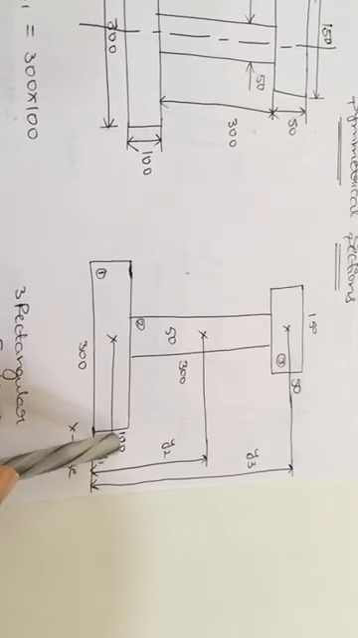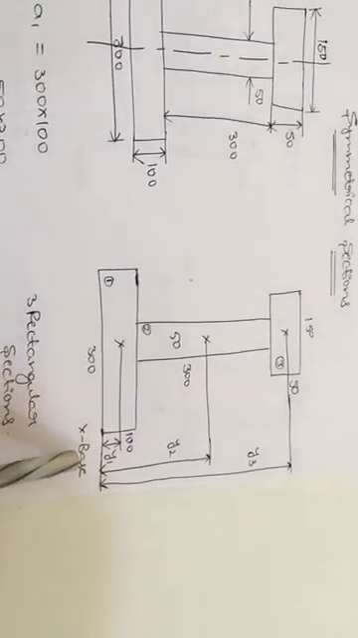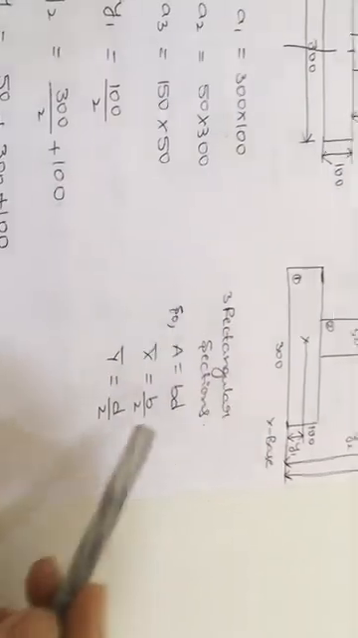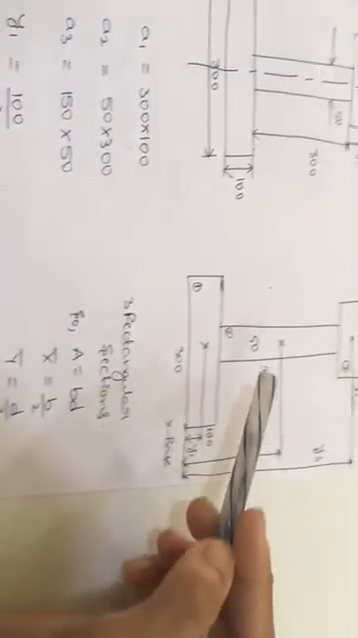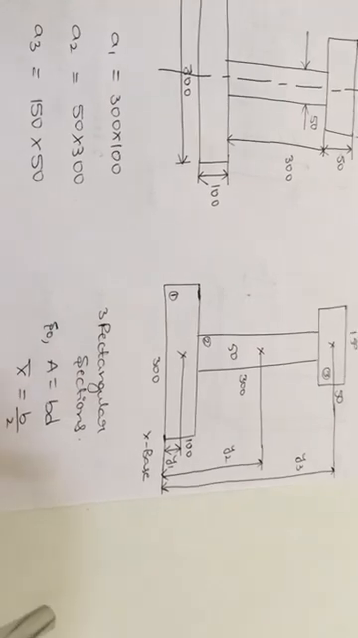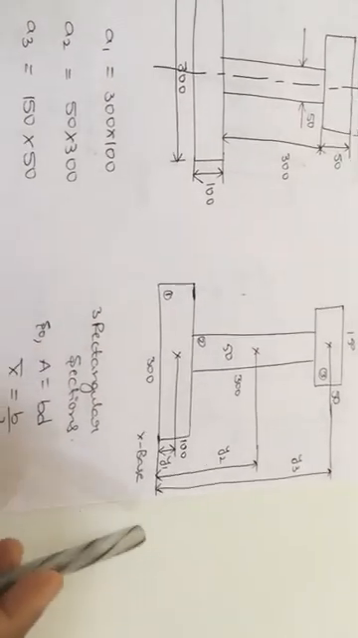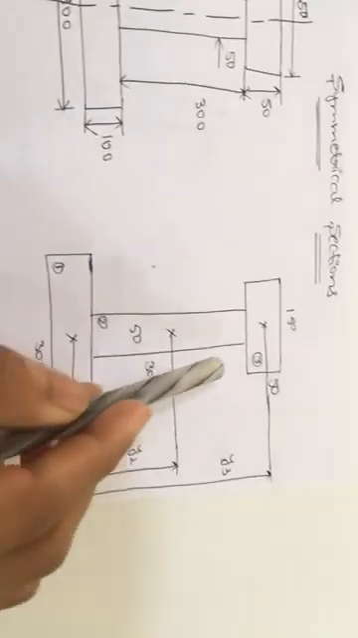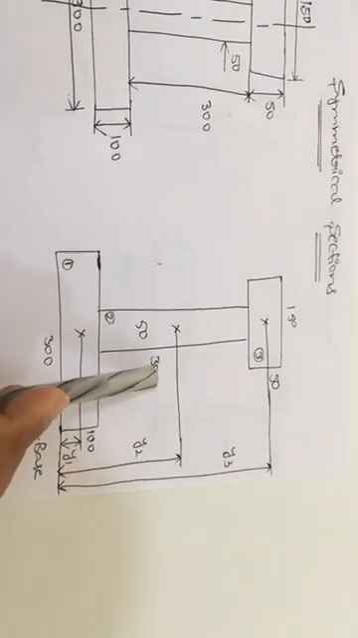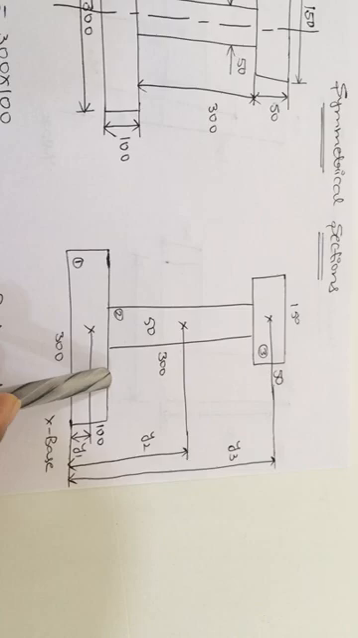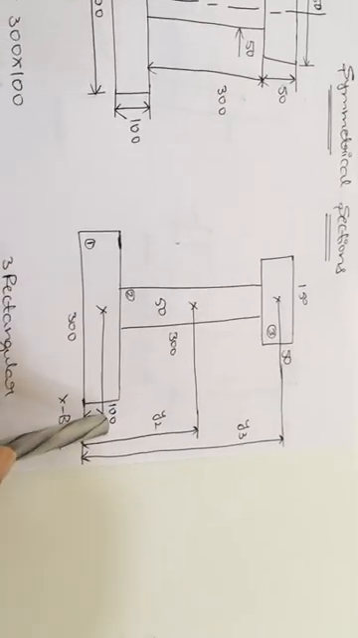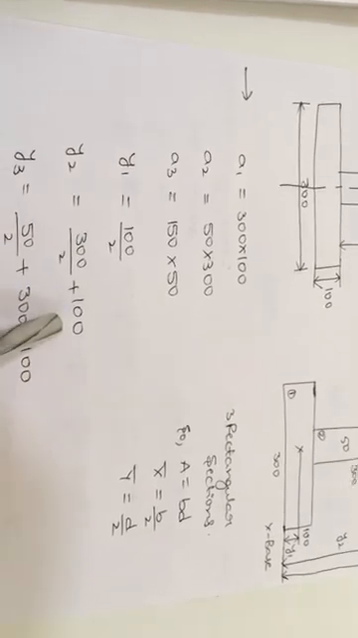Next plus remaining 100 up to the base. Once again, formulas will be applicable up to the individual sections only. But we need to calculate up to the bases. Here base is x base. So formula is d by 2. So here depth is 300. So 300 by 2 up to the second section here and plus remaining 100 up to the x base. So 300 by 2 plus 100.